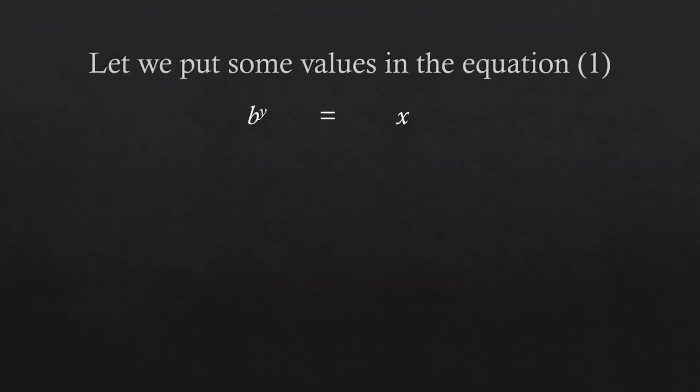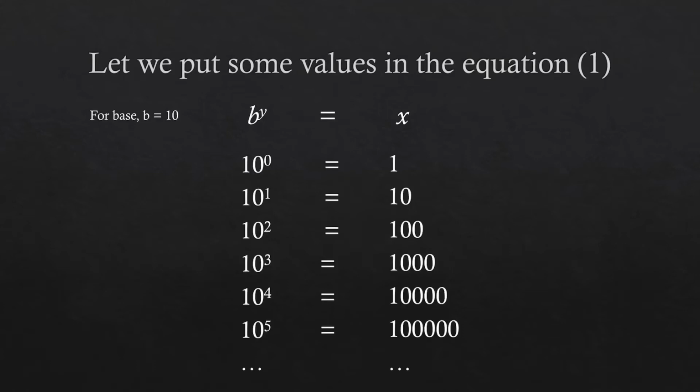Let me put some values in equation 1. Equation 1 is b to the power y equal to x. I have chosen the value for base b equal to 10. Here are the example values of y from 0 to 5. It produces the value for x on the right hand side from 1 to 100,000. If you have a closer look, you can observe the changes for b to the power y equal to x.